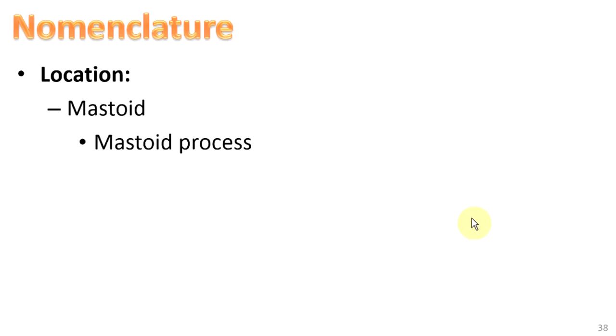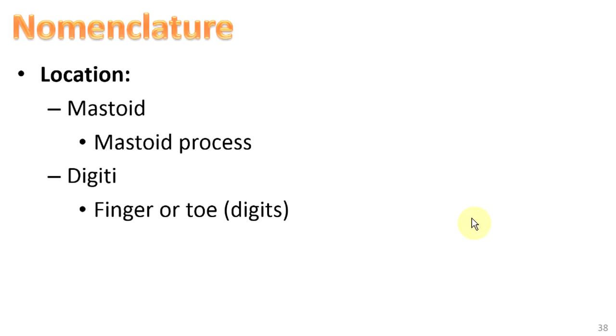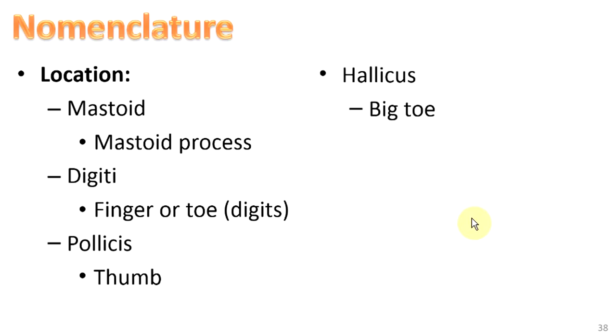Mastoid, you're talking about your mastoid process, which you should know because you've had the skeletal system. That is on the temporal bone right behind your ear, that bump back there. Digiti refers to the digits, which are your fingers or toes. Pollicus refers to the thumb, so anything pollicus means it attaches to your thumb, like flexor pollicus or adductor pollicus. Hallucus refers to your big toe, same thing there.